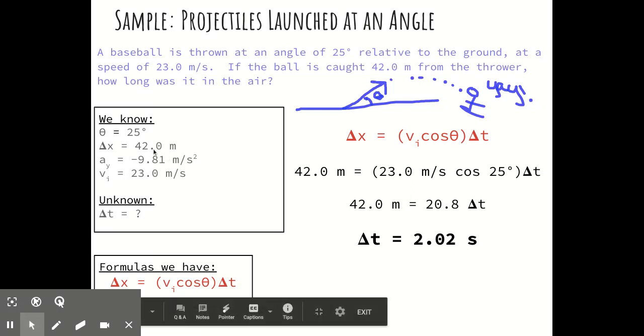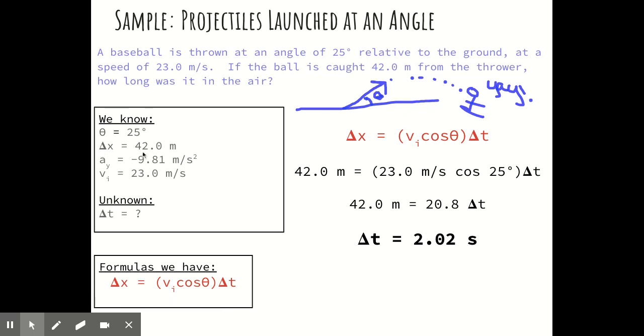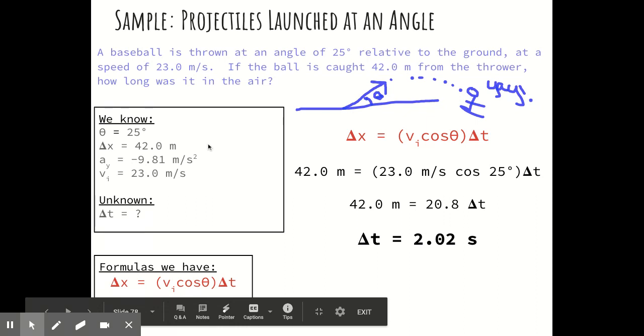So what we know is that the angle is 25 degrees. We know the horizontal distance is 42 meters because the guy is 42 meters away. Gravity is always negative 9.81, and the initial velocity was 23 meters per second. We're trying to find out how long the ball was in the air, so that's time. How many seconds was this ball in the air?